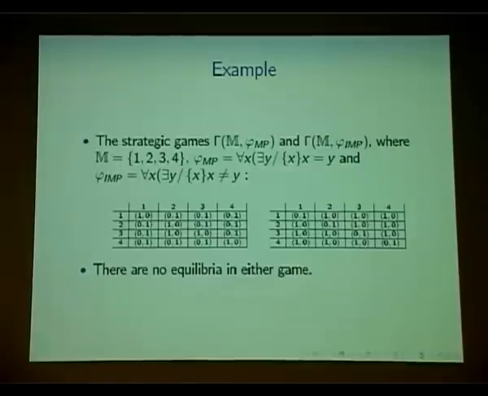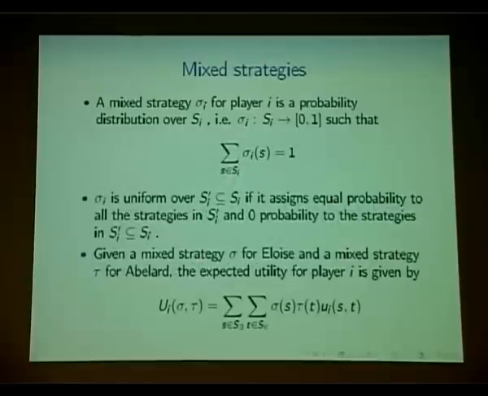There are no equilibria in either game, and so it's natural to do what game theorists have done for a long time: we move to mixed strategies. A mixed strategy is just a probability distribution over the set of pure strategies for the players. And then the notion of expected utility in the game for either player is formulated in the standard way.